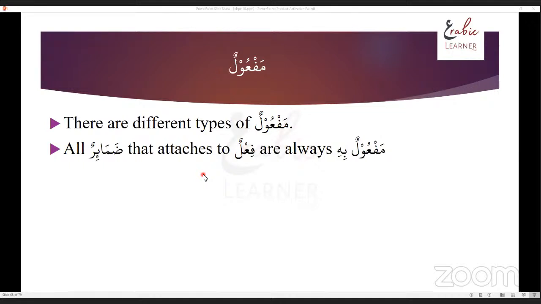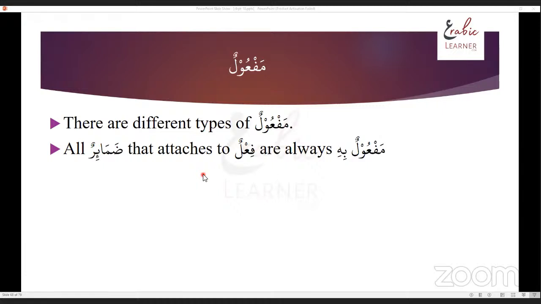So when a damir gets attached, it's a question to you: when a damir attaches to the ism, what happens? Yes, idafa, mudaf, mudaf ilayh. When a damir attaches to the harf jar specifically, jar majroor. Very good. When the damir attaches to the harf, then jar majroor.